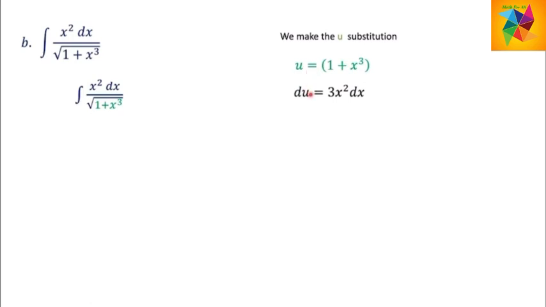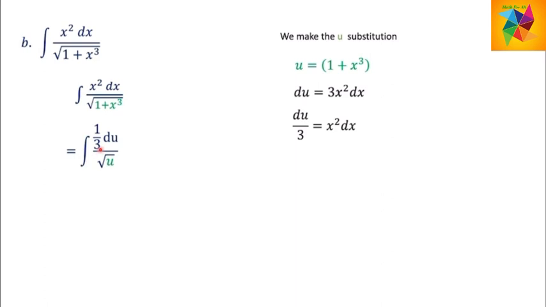Differentiating u is du, differentiating 1 is 0, differentiating x cubed is 3x squared dx. Remember that if we are taking the derivative of u, we always write du, and if we are differentiating x, we always write dx. We are solving for x squared dx. The reason we are solving for x squared dx is because we have x squared dx here, and this is a substitution method.